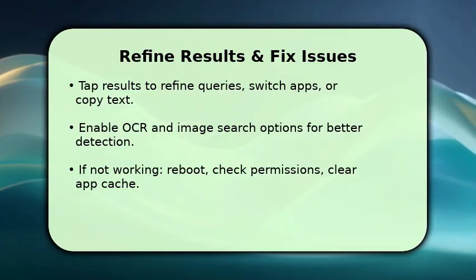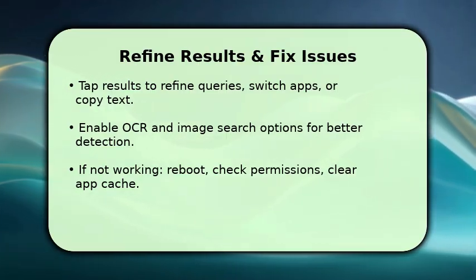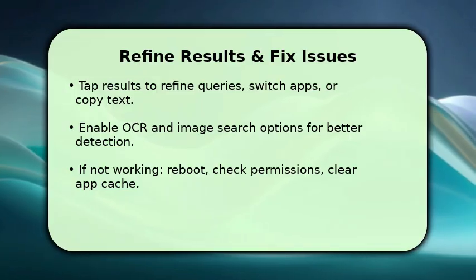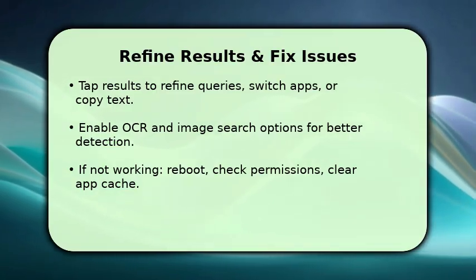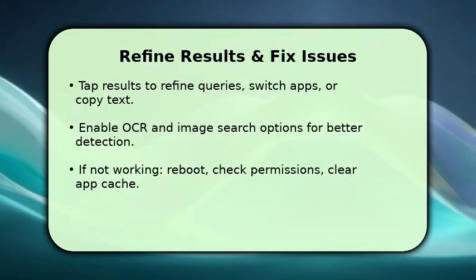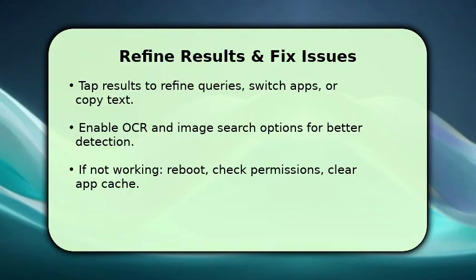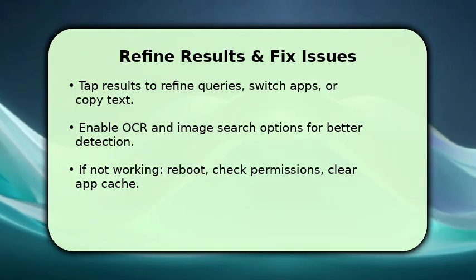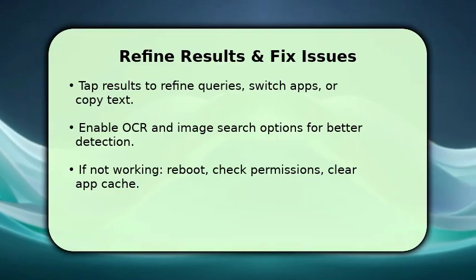If you want better detection, enable OCR and image search in the feature settings so text and objects are recognized more accurately. If Circle stops responding, reboot the phone, confirm permissions again, and clear the search app cache. That fixes most failures and restores normal function.